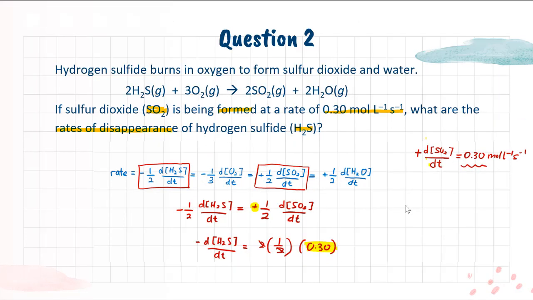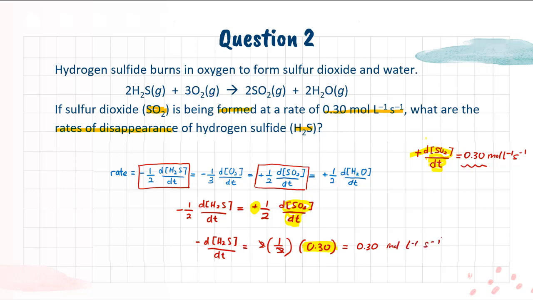Referring to the information, since it is the rate of formation, we have a positive sign, d[SO2]/dt equals 0.30. Therefore, in your equation, the positive d[SO2]/dt equals 0.30. Therefore, the rate of disappearance of hydrogen sulfide, H2S, equals 0.30 mole per liter per second.